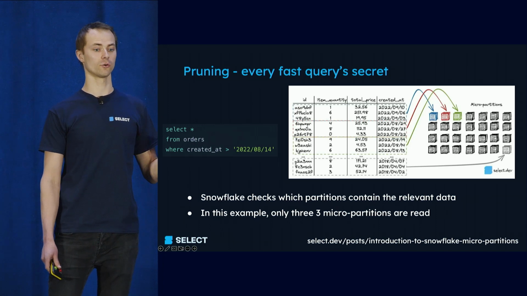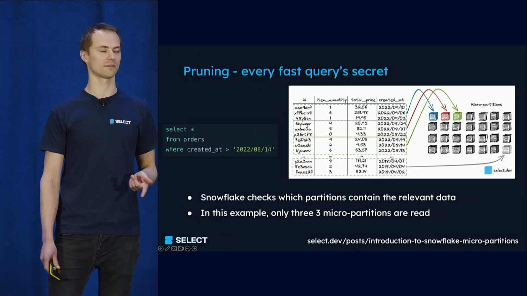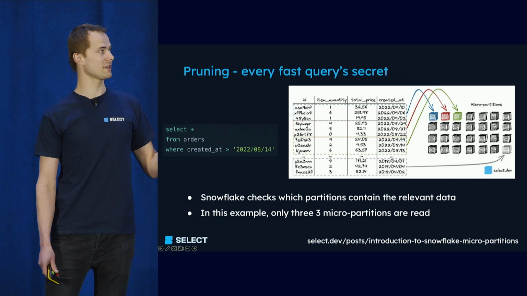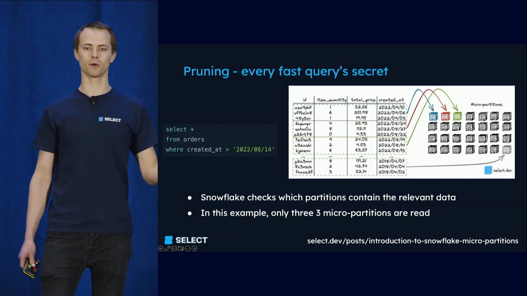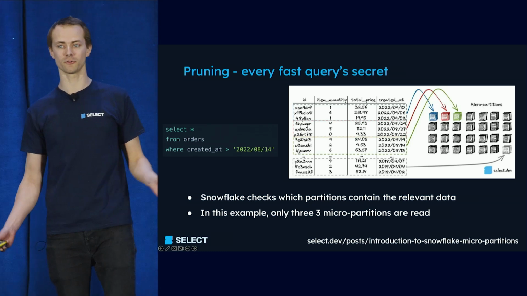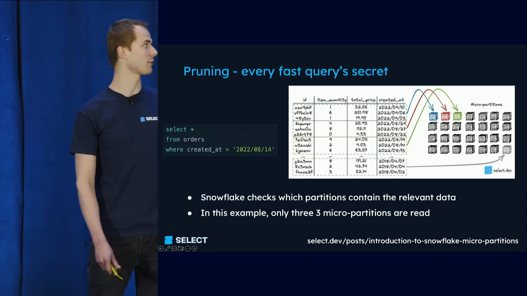And because Snowflake has stored the minimum and maximum value in its metadata layer, when it sees this query and that we only want records after this date, it can immediately just discard most of the micro-partitions in the table because it knows that they're just not relevant to answering the query.